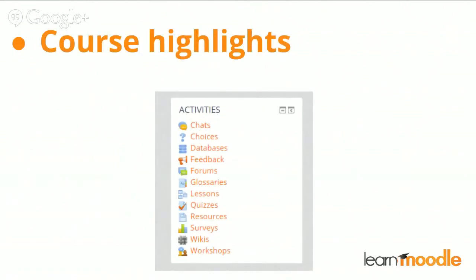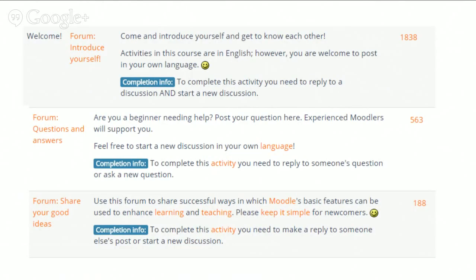In terms of highlights, you may have seen a useful block, the activities block, which lists any activities on the course. If you click on one, for example forums, it takes you to a screen where you just see those forums. We can see over on the right the numbers of discussion topics started. The Introduce Yourself forum was very popular, with almost 2,000 people starting a discussion introducing themselves. I took this screenshot yesterday, so we may well have more forum posts now.